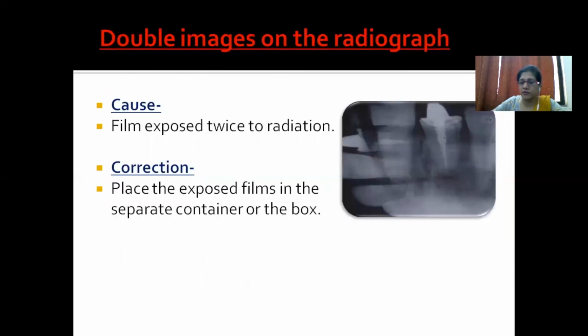Then double image. Now this is very classic. Can you see the images present in the horizontal as well as the vertical manner of the teeth? Now how does it occur? The film is exposed twice. Sometimes this occurs in institutions or in a hurry. The person has exposed the film and placed it in the tray, and someone else exposes the same film again, and this type of double image will appear on the radiograph. Correction: place the exposed film in a separate container or box so that it will not be mixed, and such errors should be avoided.